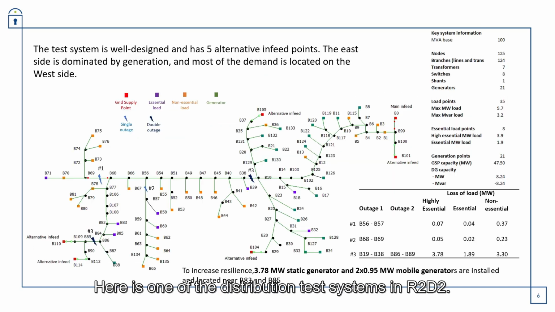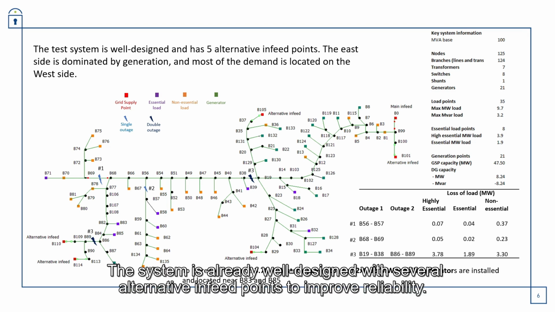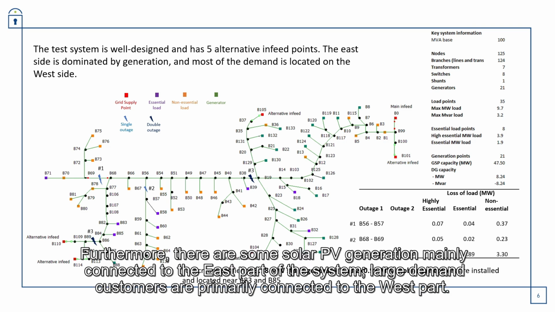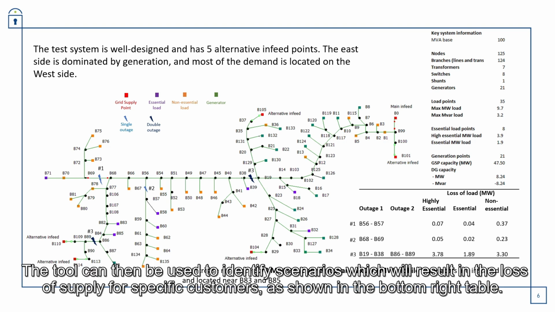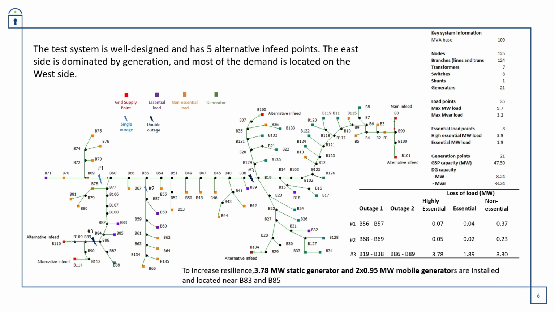Here is one of the distribution test systems in R²D². The system is already well designed with several alternative entry points to improve reliability. Furthermore, there are some solar PV generation mainly connected to the east part of the system. Large demand customers are primarily connected to the west part. The tool can then be used to identify scenarios which will result in the loss of supply for specific customers as shown in the bottom right table.